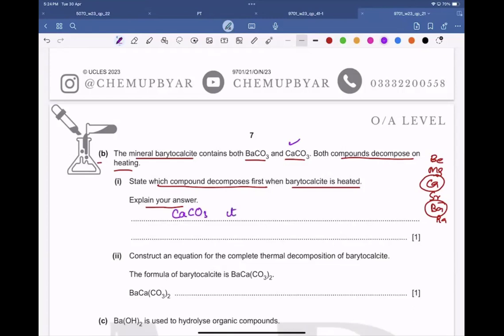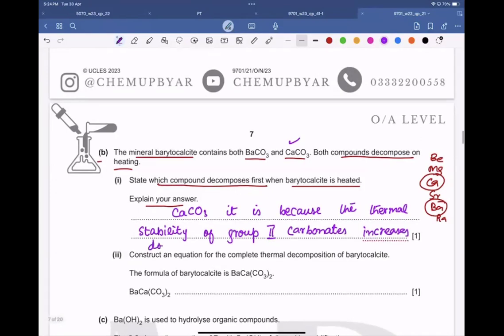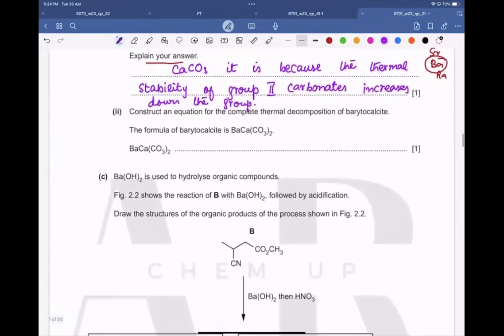And it is because the thermal stability of group 2 carbonates increases down the group. Is this clear to all of you? Yes, if any one of you has any confusion, please ask.